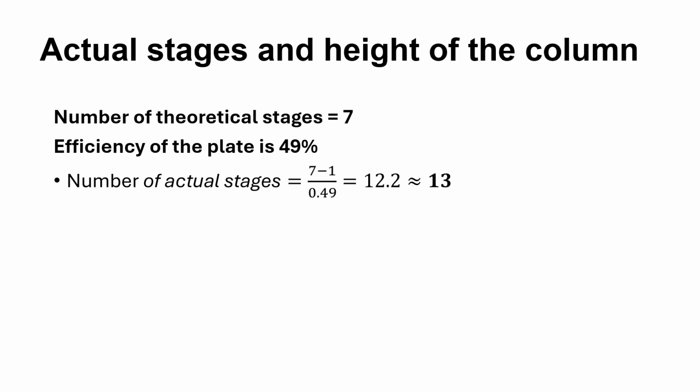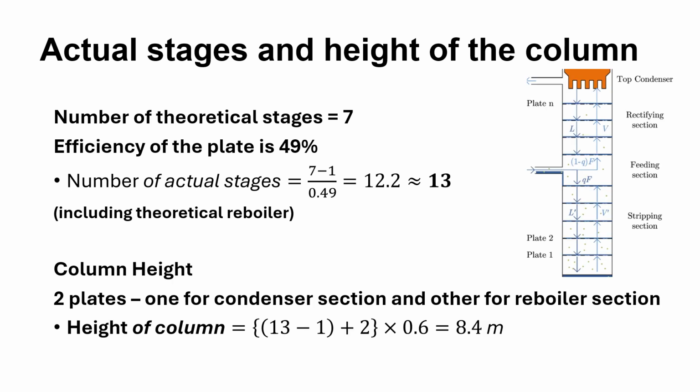So now, as per the McCabe-Thiele method, the theoretical stages include n minus 1, meaning it includes a reboiler. So the reboiler step has been subtracted and it is divided by the efficiency of the plate. The number of actual stages is rounded off to 13, and it helps in calculating the height of the distillation column. So for 13 plates arranged in the distillation column, the spacing between the plates has been mentioned as 0.6 meters.